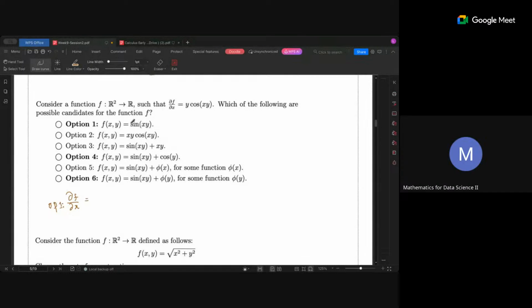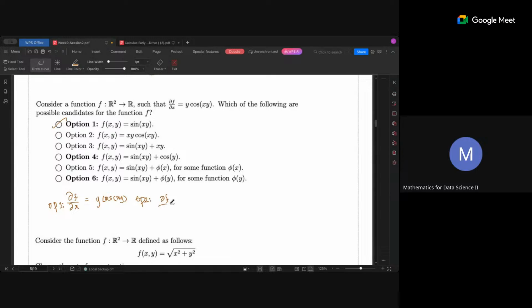So now, y cos xy. You are having first sine of some function. Chain rule you should apply here. So you have cos xy multiplied by y. So does it coincide? Yes, ma'am. So option 1 is fine. What about option 2?